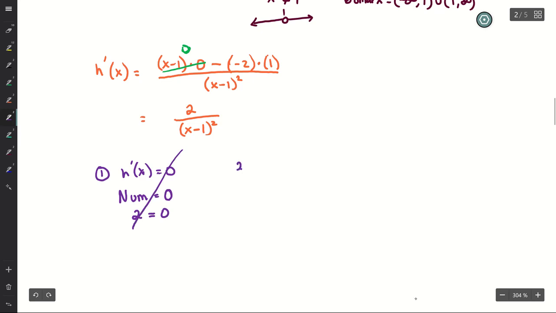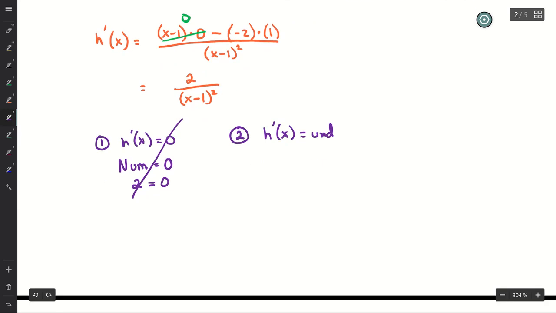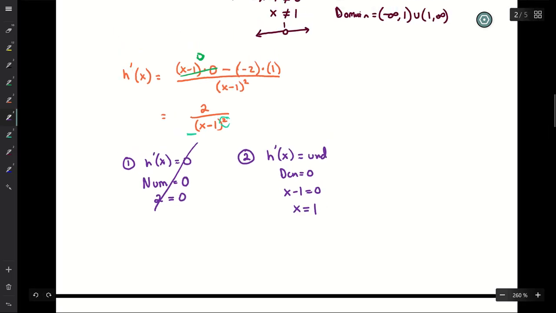All right, and then the second thing we look at is where the derivative is undefined. So where is h prime undefined? Well, that would occur if the denominator was 0. We said last time that when we work these, if there's any coefficients in the front, we can ignore those. If there's any powers, we can ignore those as far as finding critical numbers. So on this one, the only way that the denominator would equal 0 is if the x minus 1 were equal to 0. So on this one, we're going to get x equals 1 as a possible critical number.